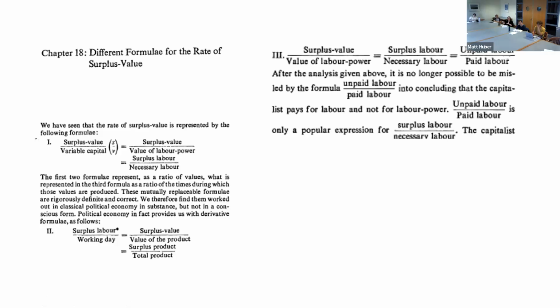He also finally gives us a third formula for thinking about this in terms of unpaid labor over paid labor. So the value of labor power is what the worker gets in payment in wages, but then they produce more over the working day as surplus value. So they get paid that value, but then they produce more value, which is unpaid labor. He says here, I think it's important, "after the analysis given above, it is no longer possible to be misled by the formula unpaid labor over paid labor into concluding that the capitalist pays for labor and not for labor power."